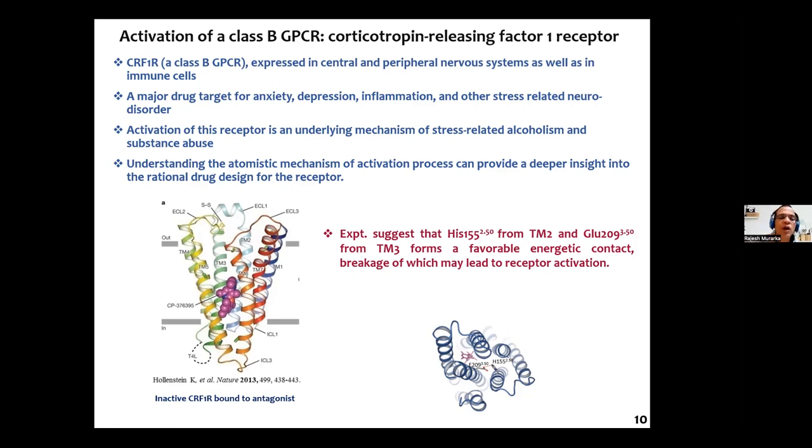So now what we did, actually, we simulated the inactive state of the receptor in the presence of this antagonist, and we removed this antagonist. So that means we actually modeled the APO state of the receptor.